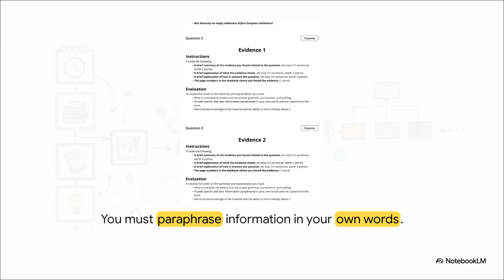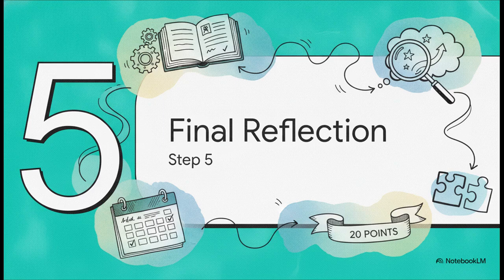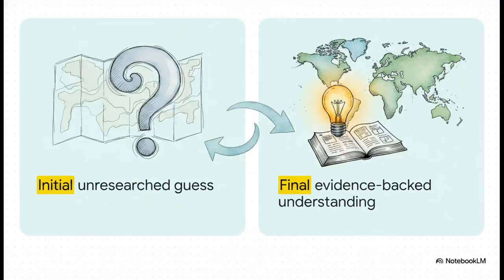Let's wrap up with Section 5, the final reflection. This final step brings us right to the end of your week. The reflection assignment is worth 20 points, and it's your opportunity to look back at your entire learning process. You're basically contrasting what you initially thought at the start of the week with the hard evidence you gathered by the end. It's about internalizing how your own understanding of these historical developments has evolved. It's a great moment to just pause and recognize your own intellectual growth.